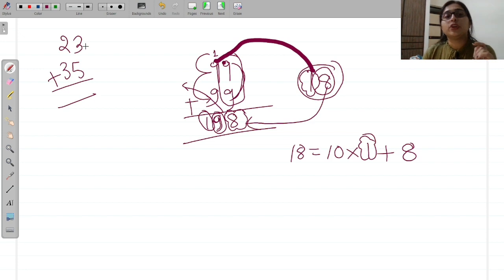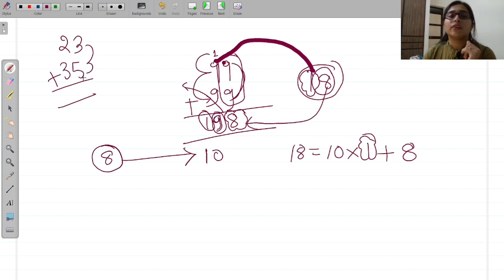Similarly, we are going to do it for the octal system also. 3 plus 5 is 8. But how are you going to represent 8? It is 1 0, right? 1 0. So what can I write? How can I write 8?